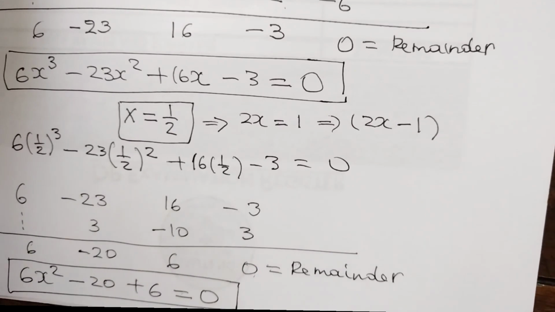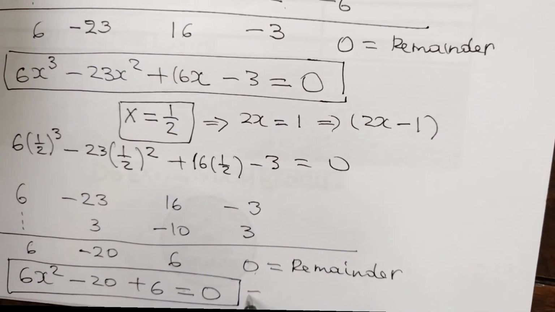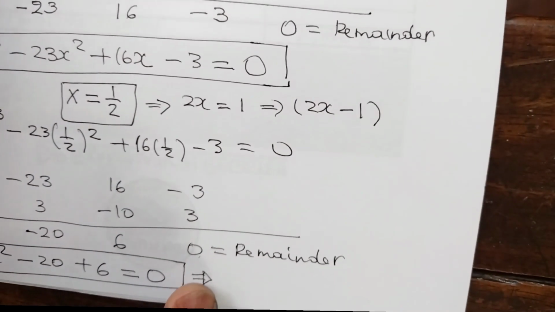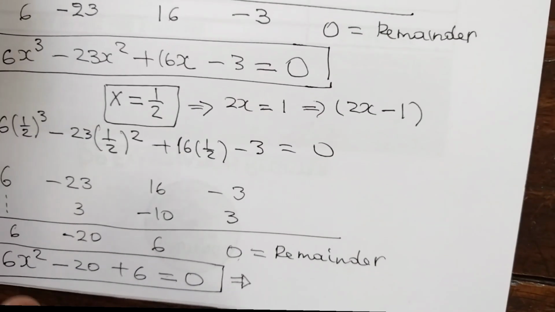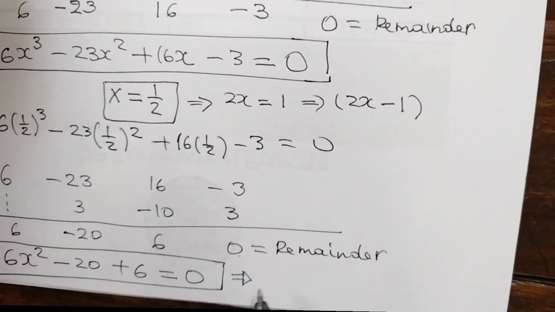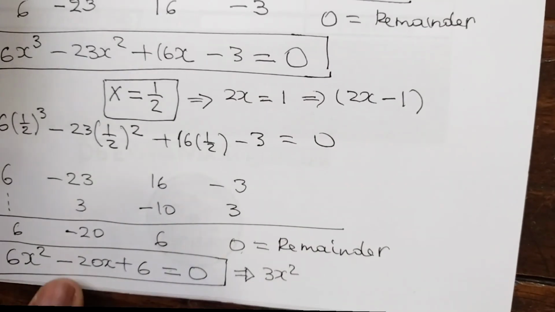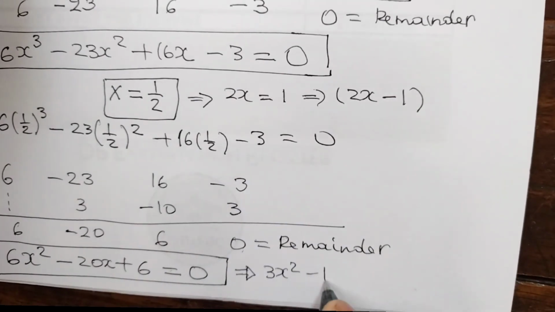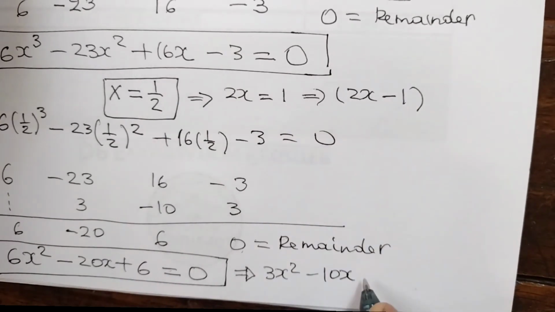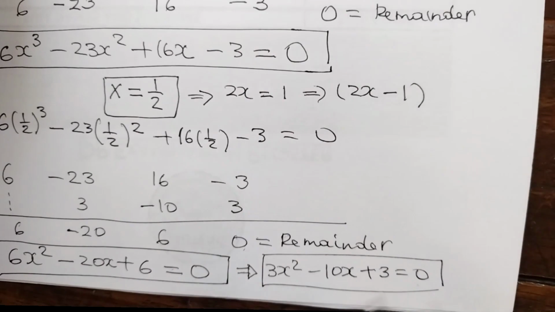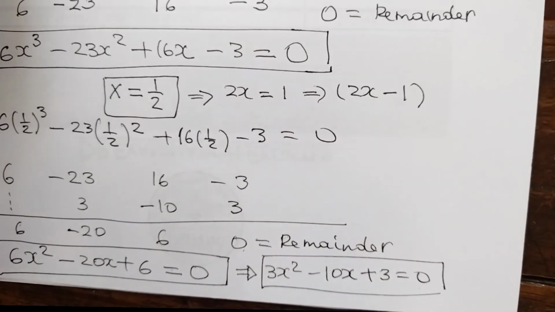As we have obtained the quadratic equation here, by dividing both sides of the equation by 2, what are we going to have, ladies and gentlemen? So we are going to have 6 divided by 2 is 3. So we are having 3x squared minus 20x divided by 2, it will be minus 10x, and 6 divided by 2, it's going to be plus 3 equals to 0. So ladies and gentlemen, this quadratic equation here has 2 roots.